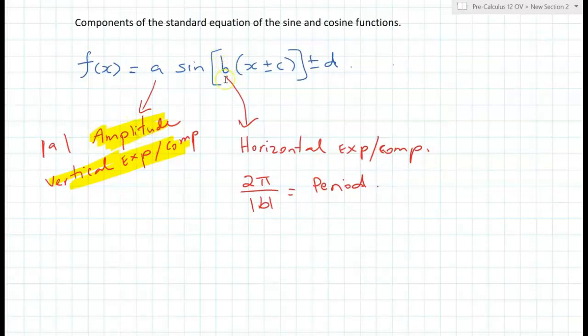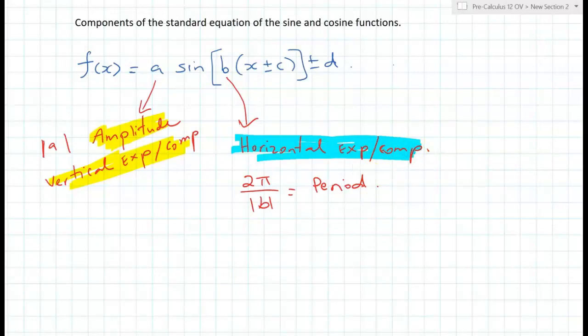Then B deals with the horizontal expansion and compression. In this case, B is the value that you can use to get the period of the function. Okay, that's basically your horizontal expansion and compression as well.